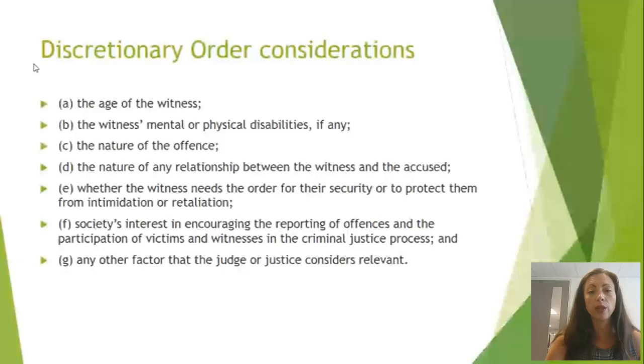The nature of any relationship between the witness and the accused, and in particular, if there was allegedly a power imbalance between the parties such that the accused occupied a position of trust or authority over the alleged complainant, and if there was a significant age difference between the parties, if the accused occupied a parental role or spousal role, those would be factors that the court would consider. Also, whether the witness needs the order for security or to protect them from intimidation or retaliation. This may be satisfied where it can be demonstrated that there is a history of potential interference or quasi-interference with the justice system and the witness providing a full and candid account.